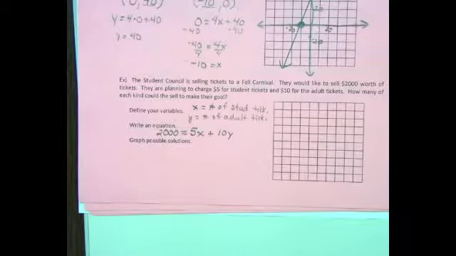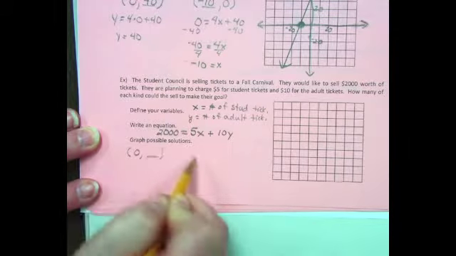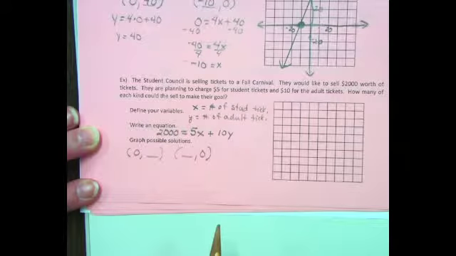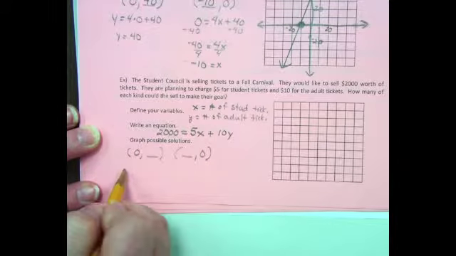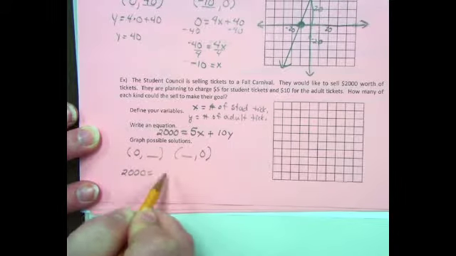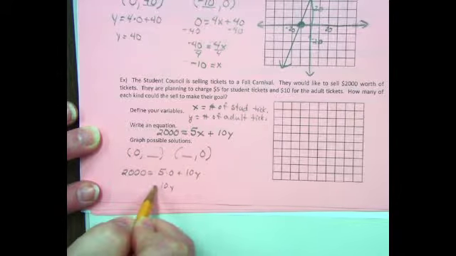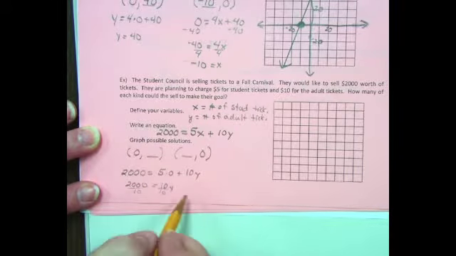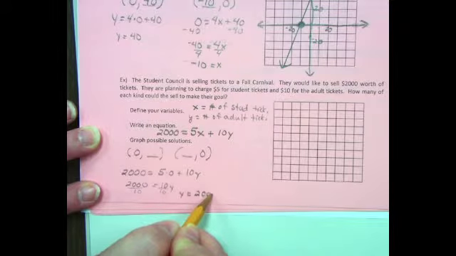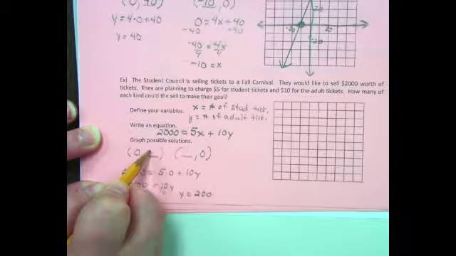Well, we could make a table and find solutions, or today we've learned to find those intercepts, to find those zeros, to find where 0, comma something and something, comma 0 are. So if I plug in 0 in place of x, if I sell no student tickets and all adult tickets, that means I'm going to need to sell 2,000 divided by 10, which would mean 200 adult tickets. So when x equals 0, my y has to be 200.